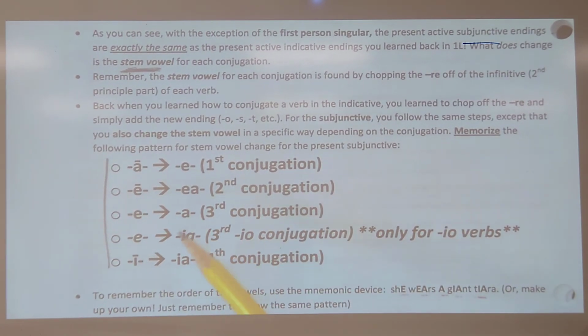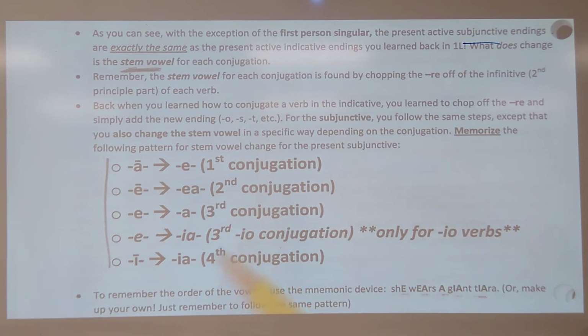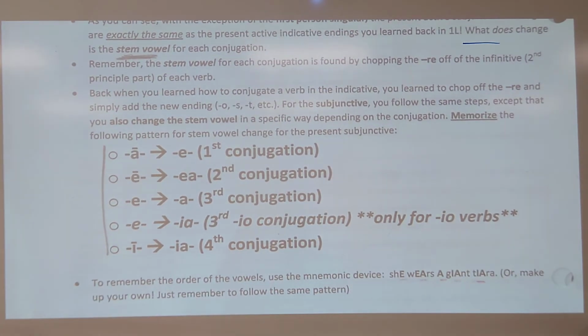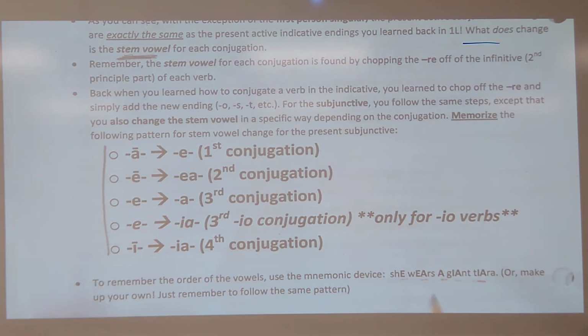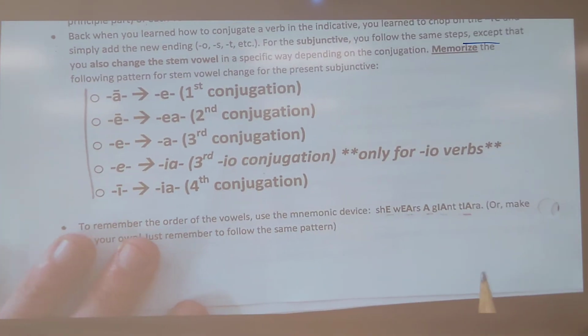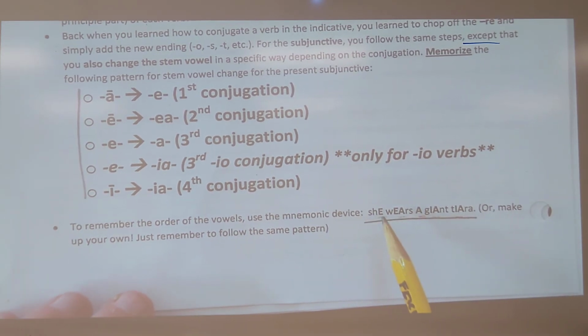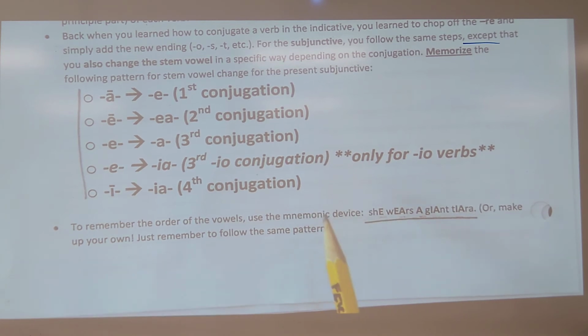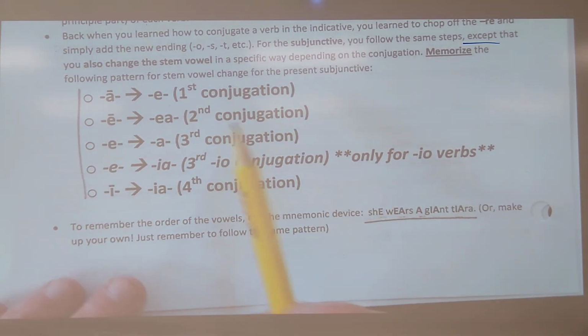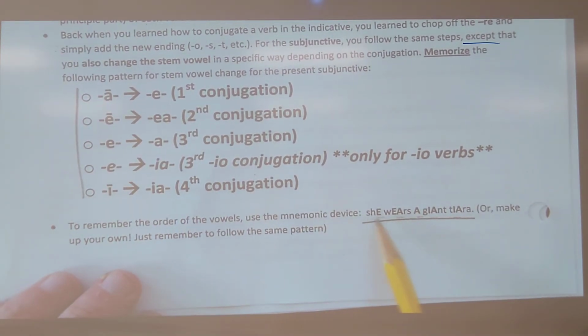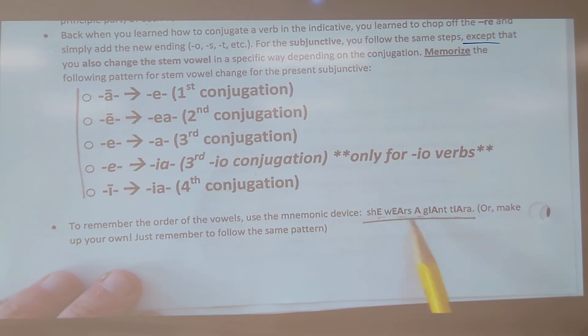I guarantee it'll be on our next quiz, but even aside from that, this is never going to change. You need to memorize this. So how will you memorize it? Well, a lot of people like to use mnemonic devices for these kind of things. Your book, Wheelock's Latin, likes this one. And by the way, a mnemonic device is just a little phrase that helps you memorize what certain letters stand for, right? So for this change, you can memorize: she wears a giant tiara.